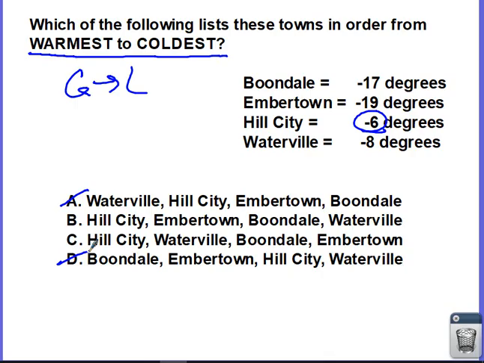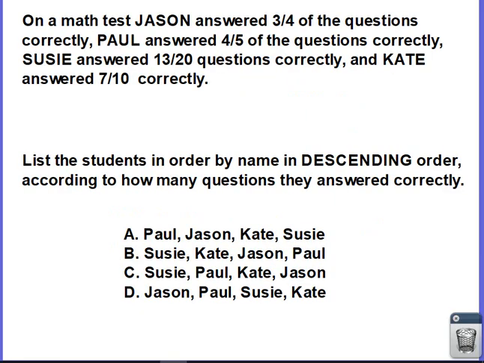So now I've got to look at B and C, and which one is next? Is it Embertown or is it Waterville? And we look here and we find out that Waterville is second. So that means my answer is C. And it's just that easy. Okay? One more question like this, and then we're going to look at some harder ones.